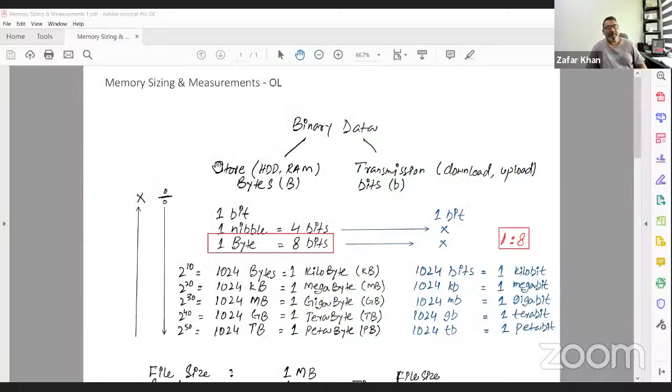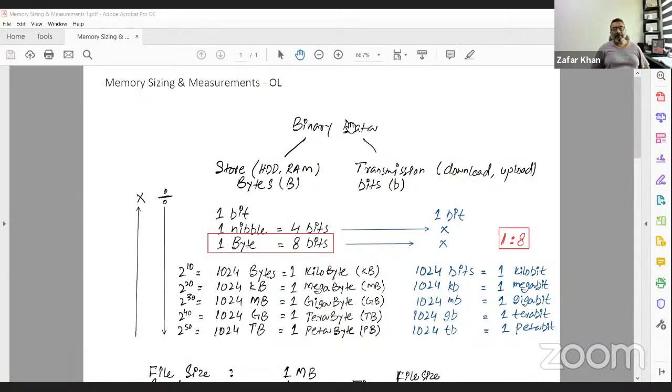So this particular lecture is about how to quantify the data that is being either transferred or stored. When it is stored, it might be in the RAM. When it is stored, it might be over the hard disk. Not just that, it is also about how to measure the size of physical hardware memories. So let's discuss about it. So, memory sizing and measurement with respect to O levels.